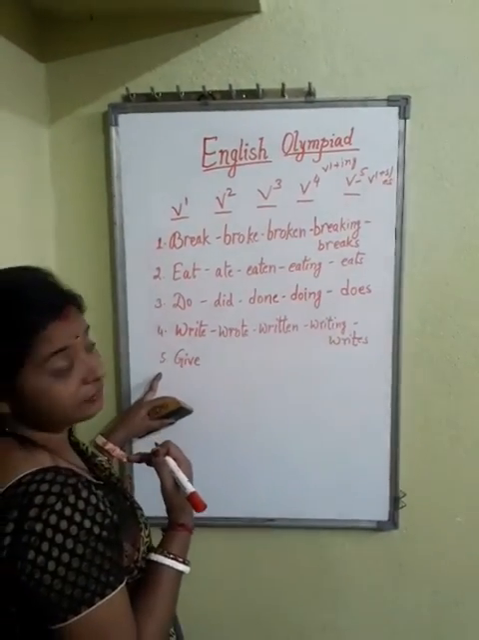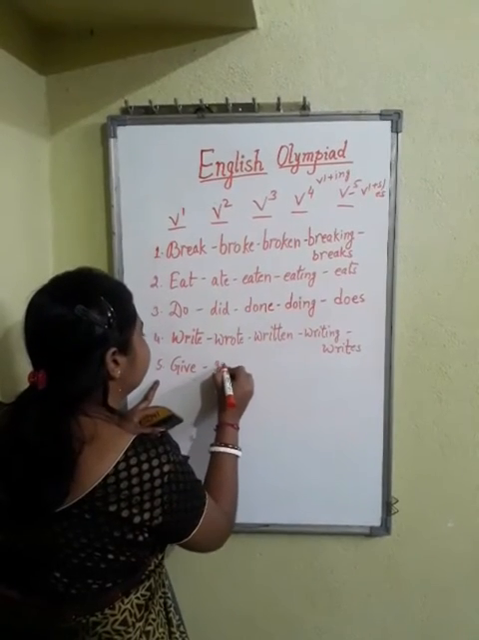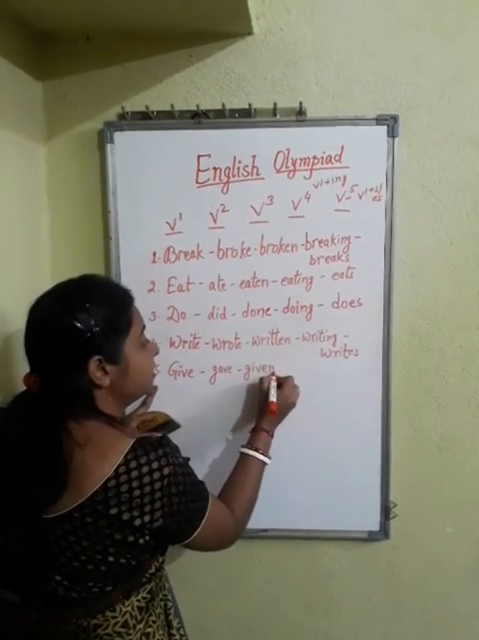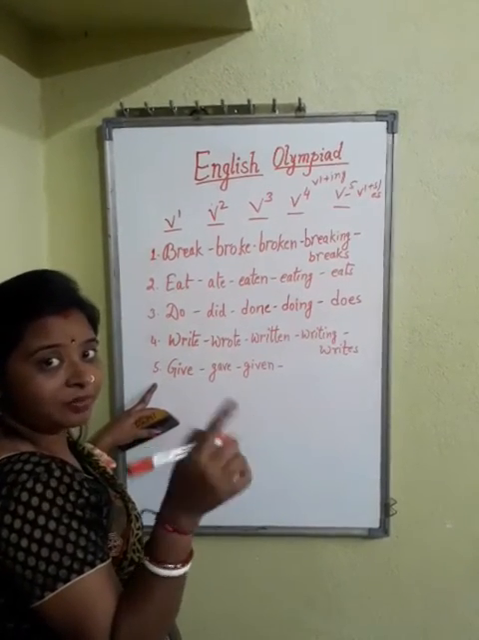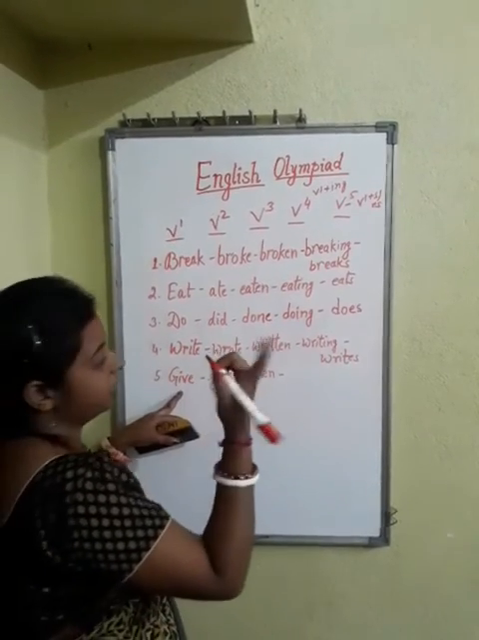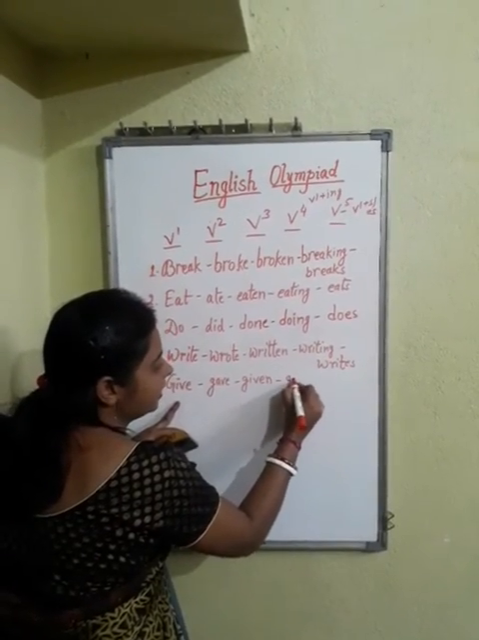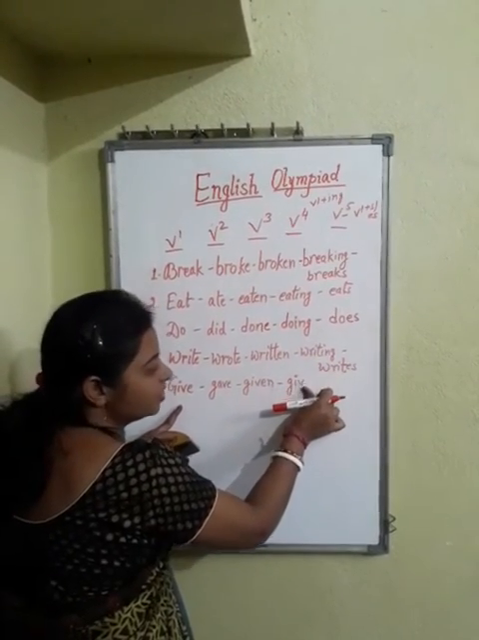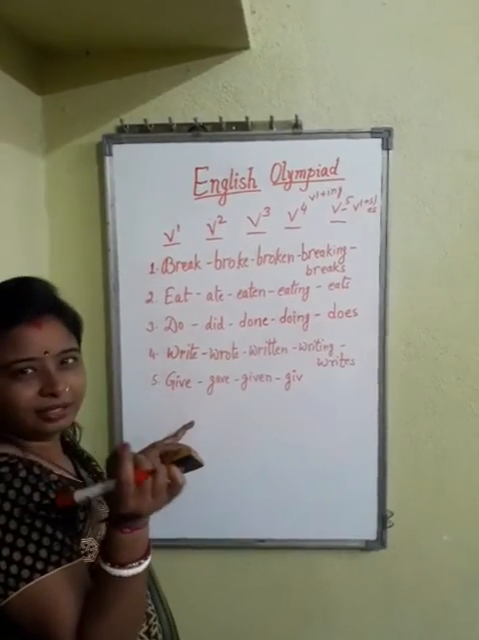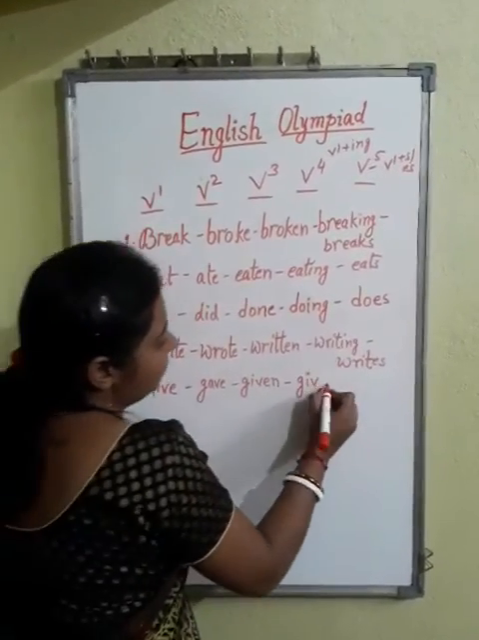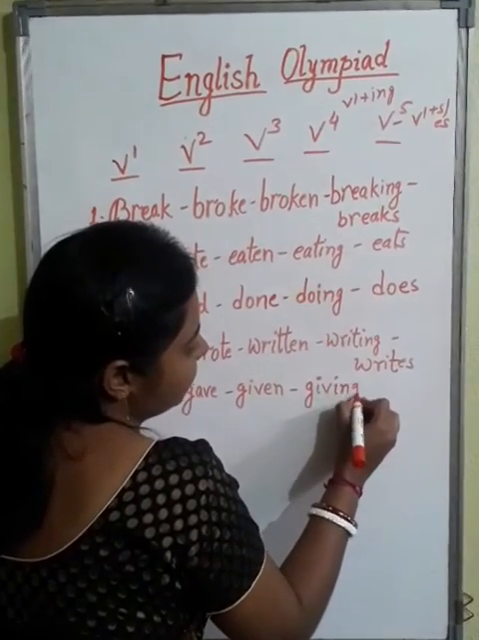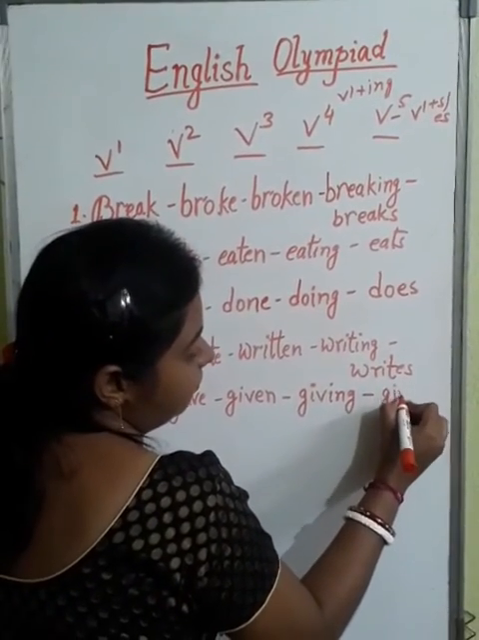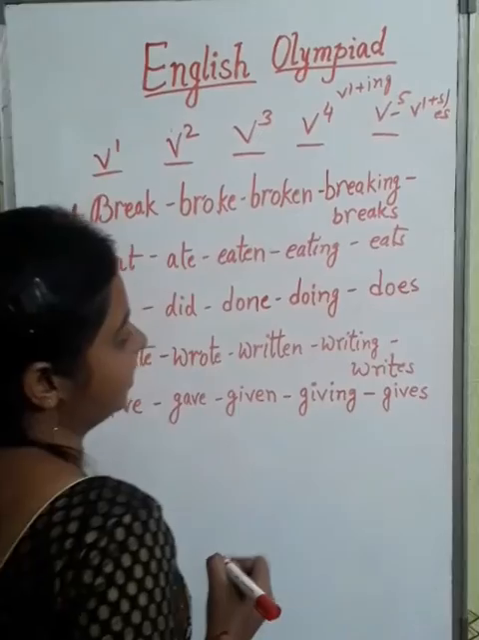Next one is give. Give will be gave, given. These are the V1, V2 and V3. V4 you already know, V1 plus ing. It means give will be giving. But here you have to take care of one thing. Give. When we add ing, we have to remove this E. You just have to take a little care of the spelling. So it will be giving. And V5 will be give plus one S, gives.